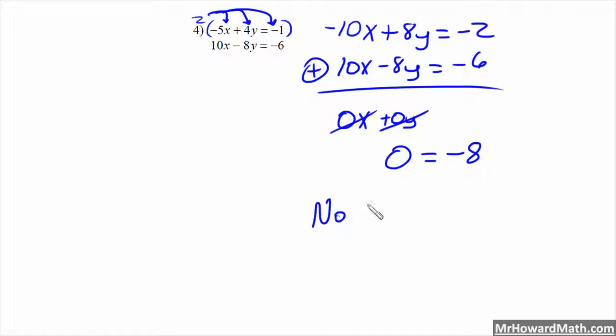So this means no solution. So in other words, these two lines, if I were to graph them, would have the same slope, different y-intercepts. They never cross. Therefore, there's no ordered pair that they share. Therefore, there is no solution.